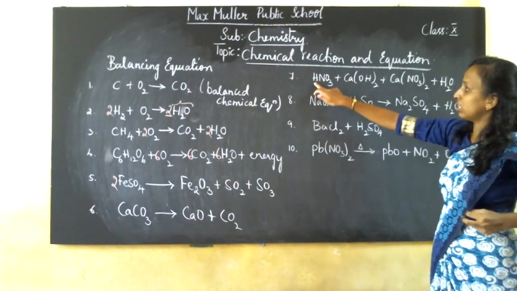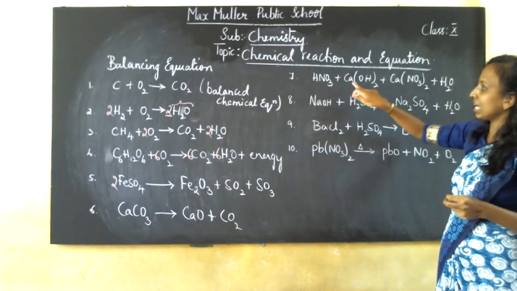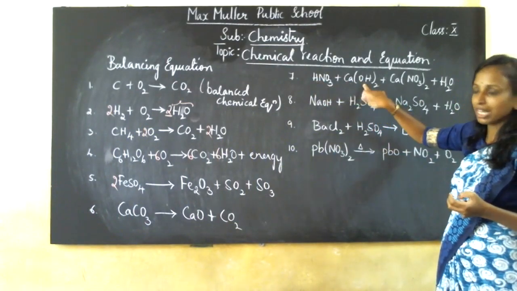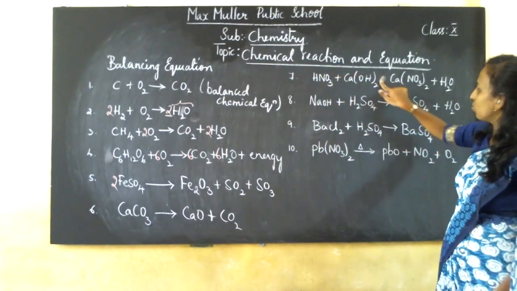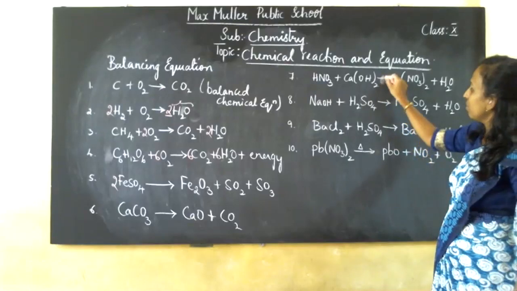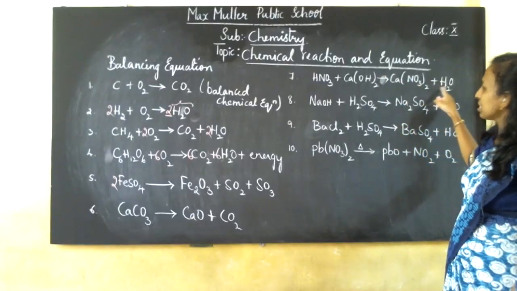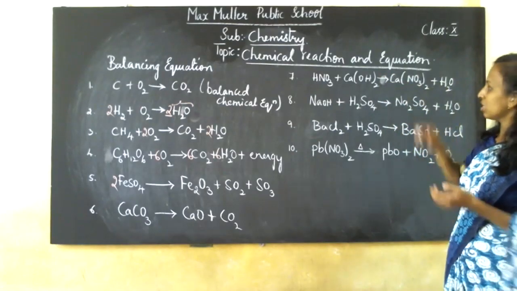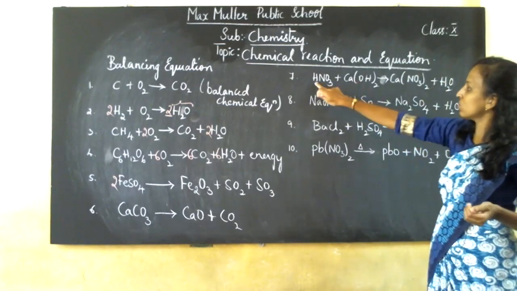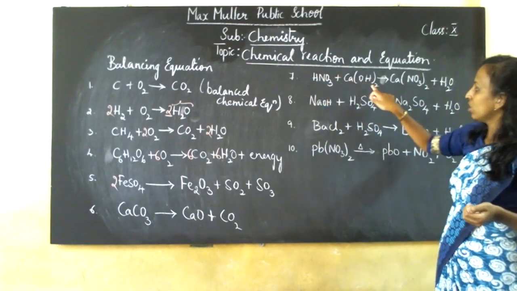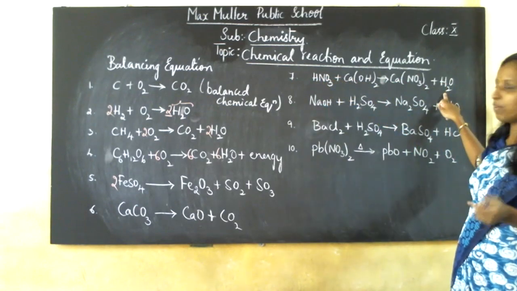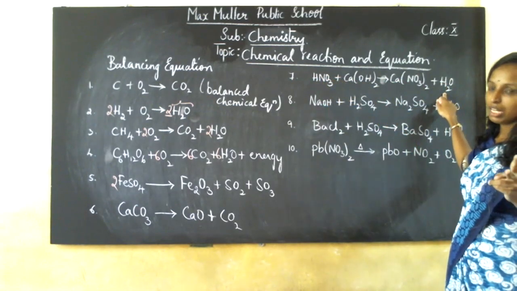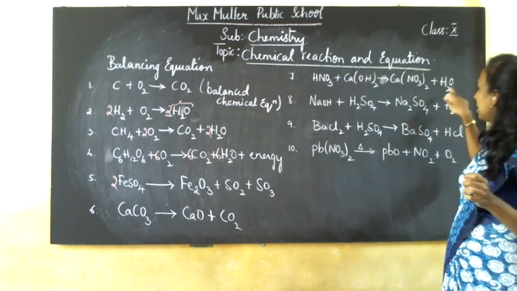Next. Now nitric acid is reacting with calcium hydroxide to give calcium nitrate plus water. So now you check out hydrogen, how much you have? H, here 2, so 2 plus 1 is 3. Here how much you have? 2. Correct, so here it is 3 and here it is 2.